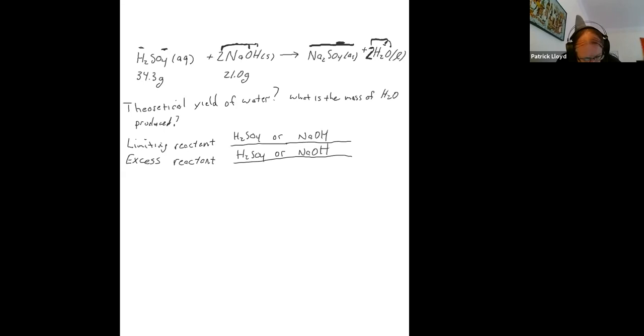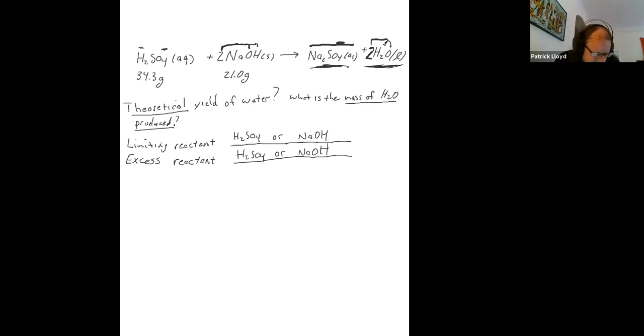The limiting reactant is the one that gives you the lesser product. The excess reactant is the one that comes out to give you more of the product, right? Really just the mass of the product. Now, they could have worded this, they could have said, hey, what's the theoretical yield of sodium sulfate? So they want to know the theoretical yield of water, but there's also a theoretical yield of sodium sulfate. They could pick either one, okay?